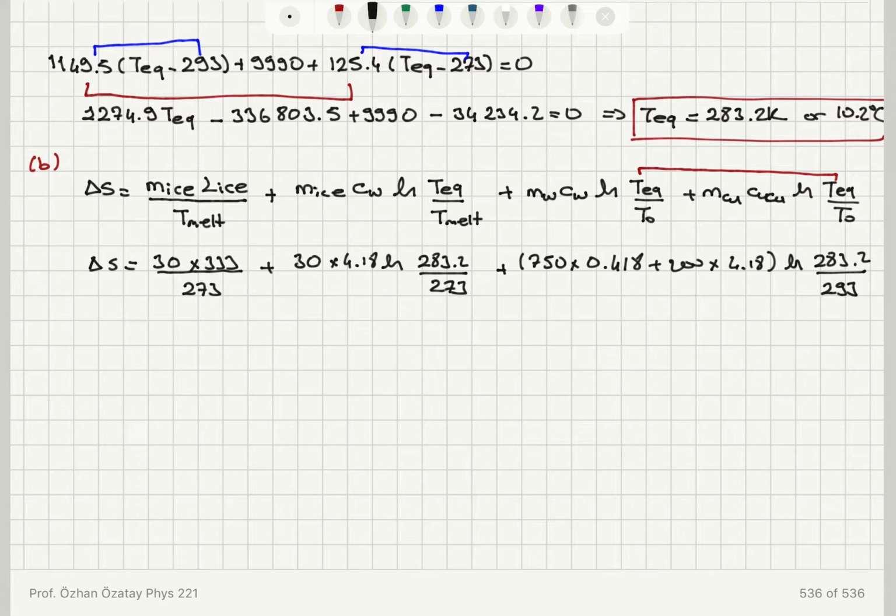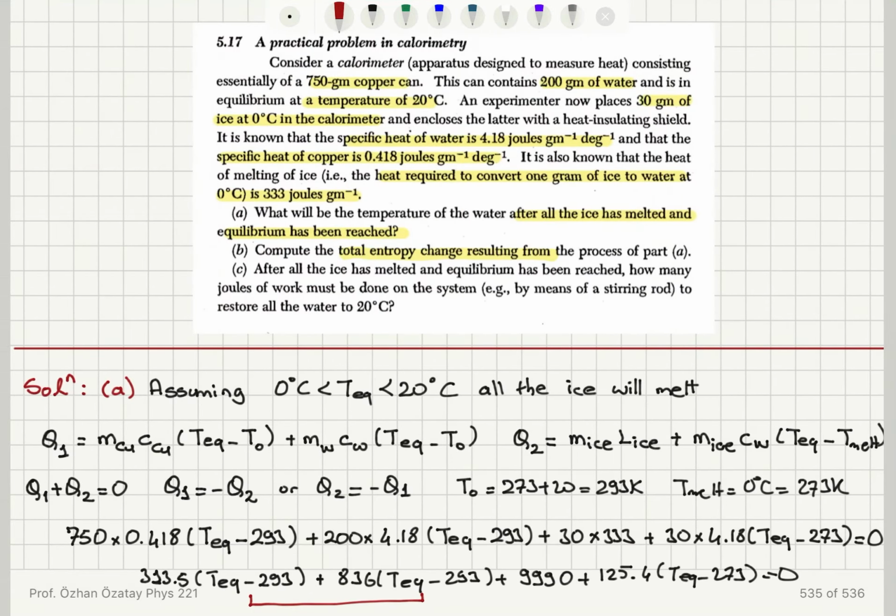So if you calculate this using your calculator, you will find that the result for this one is 2.1 joules per Kelvin. That will be the entropy change of the entire system. After all the ice has melted and equilibrium has been reached, how many joules of work must be done on the system by means of a stirring rod to restore all the water to 20 degrees Celsius?